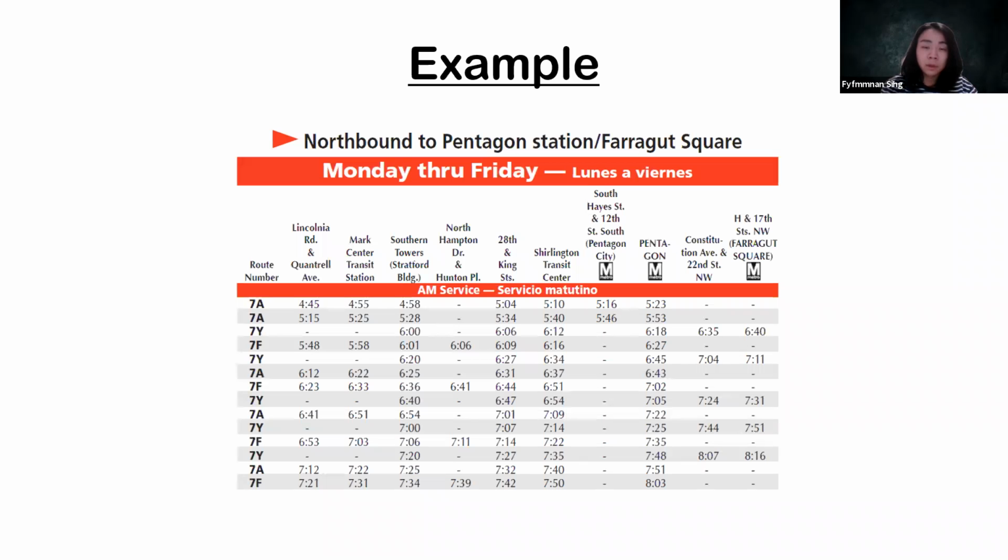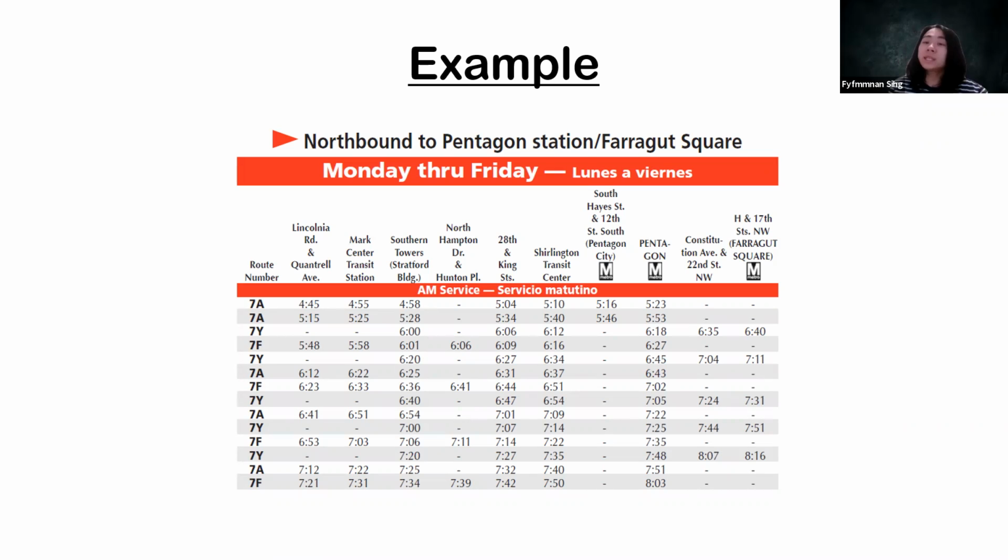All right. So now we're just going to observe an example. This is a combined schedule for the WMATA, the transit agency in Washington, D.C. This is a combined schedule for the 7A, F, and Y. So if you remember the combined schedule, they have substantially similar routing in this case. That's why they're combined into a single schedule. We observe that this schedule is in the northbound direction, as it indicates on the top, northbound to Pentagon Station and Farragut Square. That's our direction of travel.